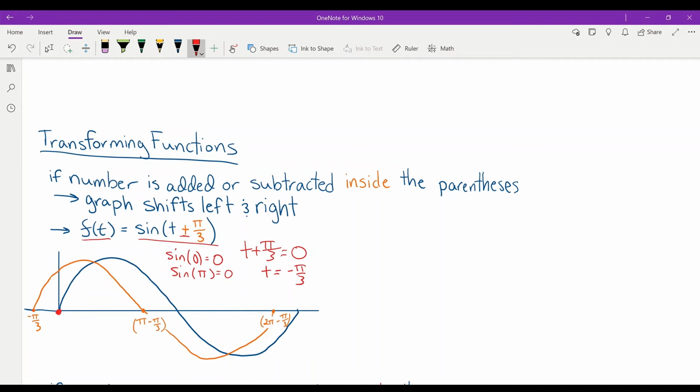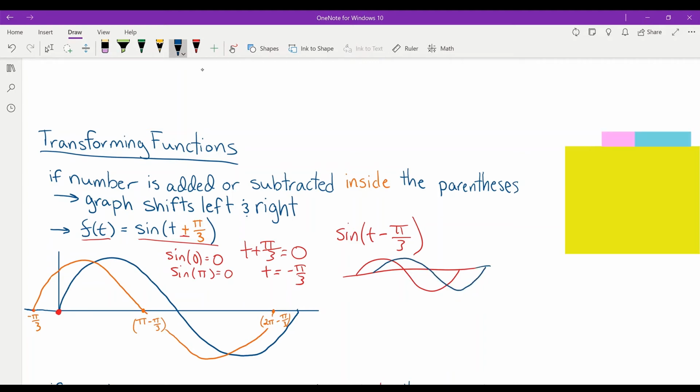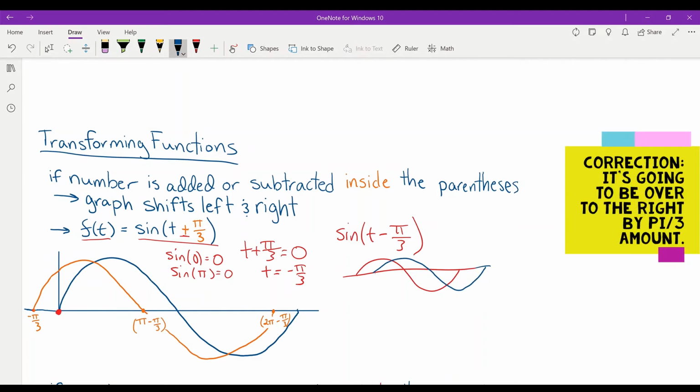And so if you had a value that was, say, sine of t minus pi over 3, that graph would actually shift to the right. So your normal graph will look like this, and your new one is going to be like this. It's going to be over to the left by pi over 3.